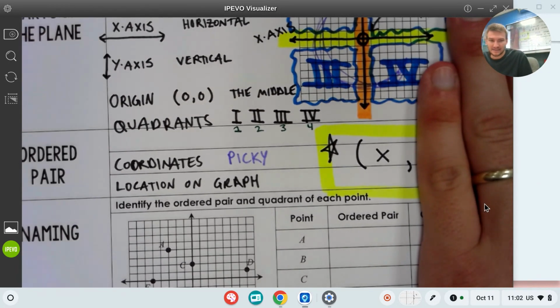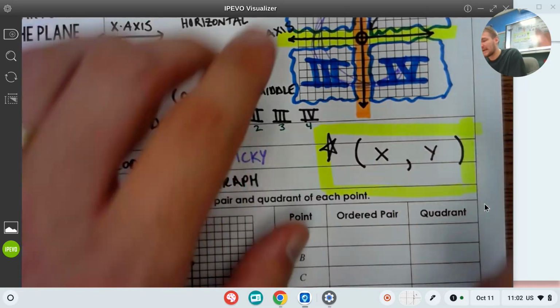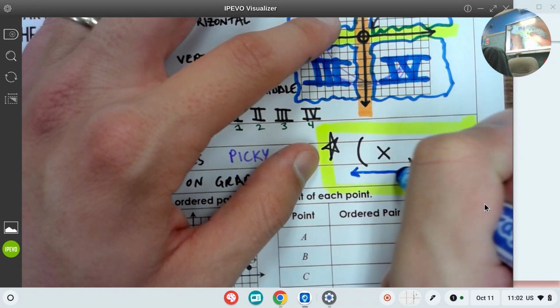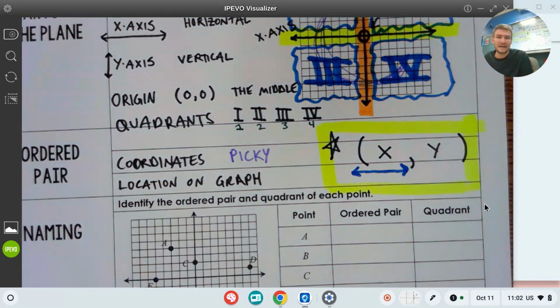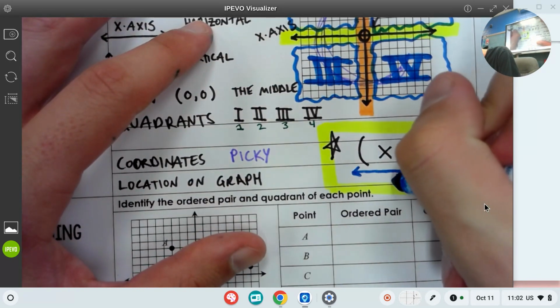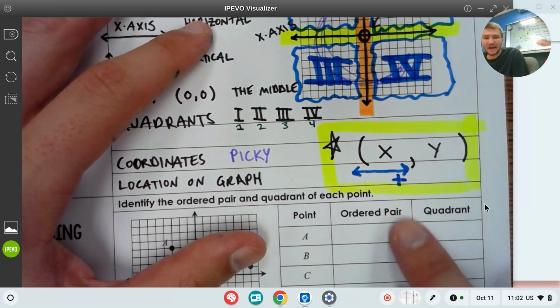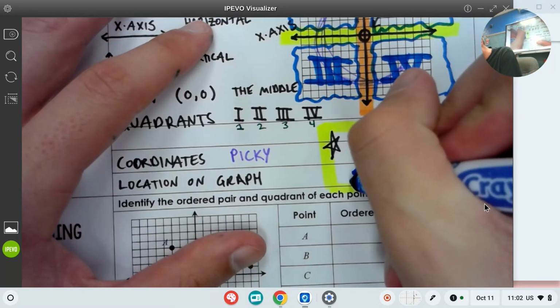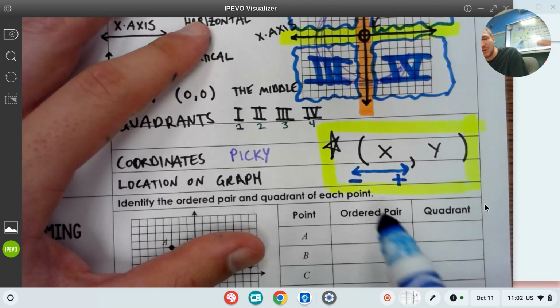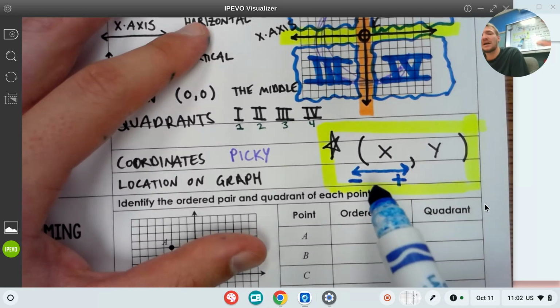Underneath the x, not across the whole thing, just on the x side, I'm going to draw an arrow that goes two sides, because what does the x do? The x is the left and right. And here it is. This is what I'm talking about. Put a plus on the right side and put a minus on the left side. This is what you will get wrong if you're not careful.